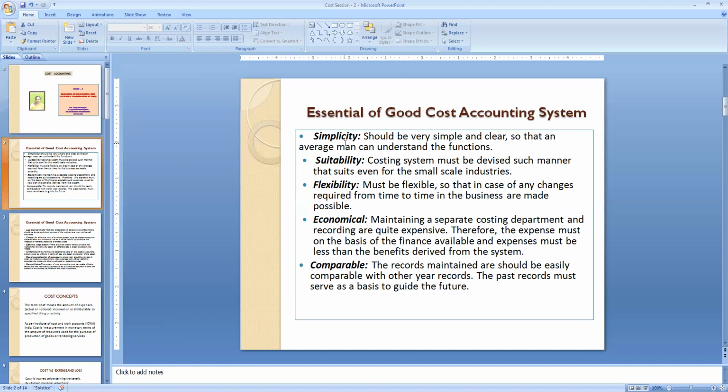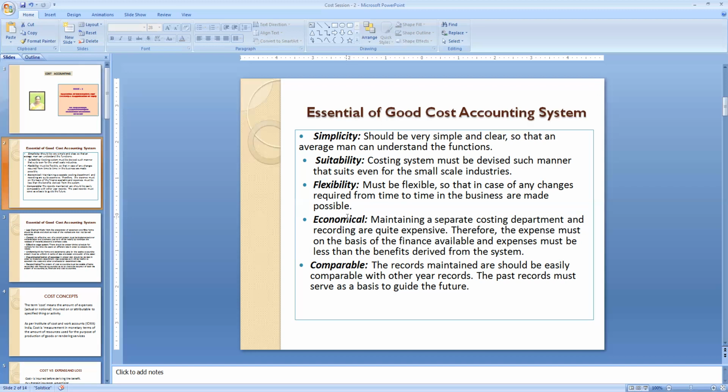A good costing system must be very simple. It should be simple and clear so that an ordinary man can also understand the functions of cost accounting. The second essential is that it must be suitable to all kinds of manufacturing concerns. The costing system must be designed in such a manner that whether it is a small organization or a large organization, the system is suitable to any type of concern or organization.